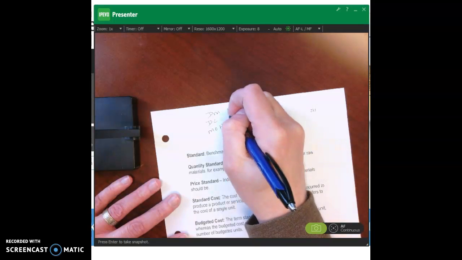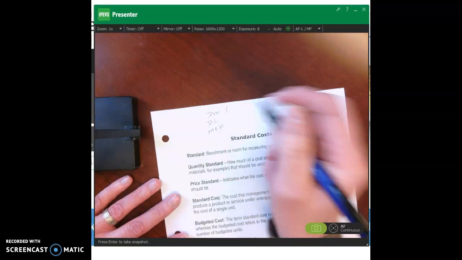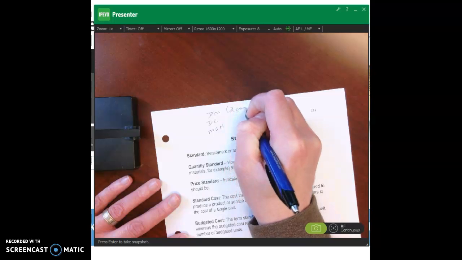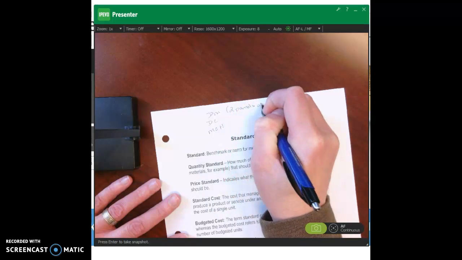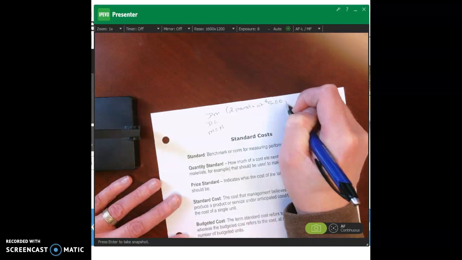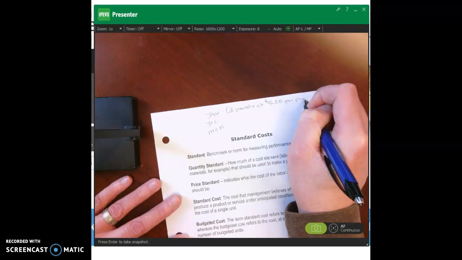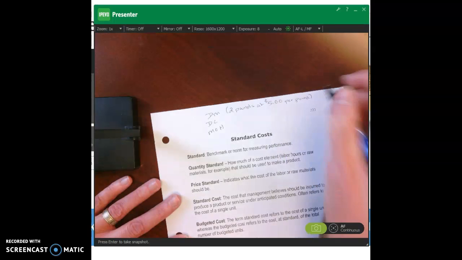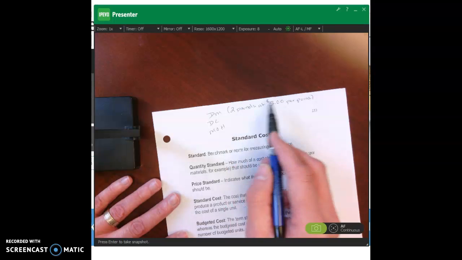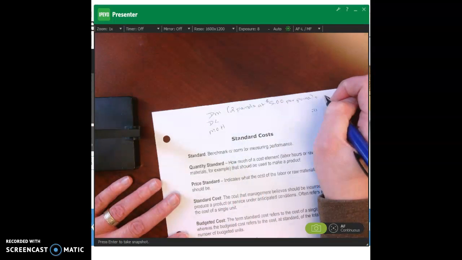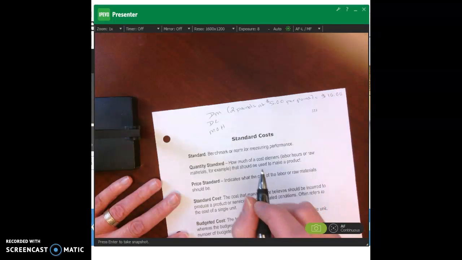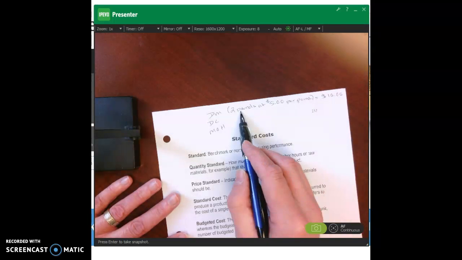We can say that each unit that we make requires 2 pounds at $5 per pound. And so what I can say is that each unit requires 2 pounds of material at $5 a pound. So that would mean that the cost for each unit for materials is $10. The 5 times the 2.